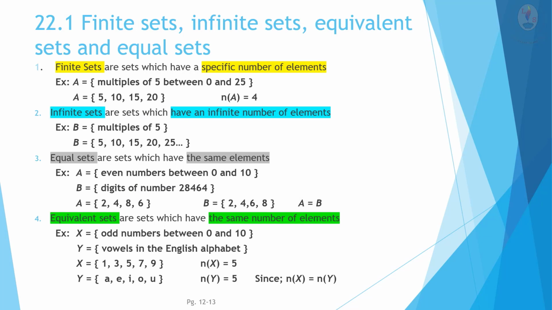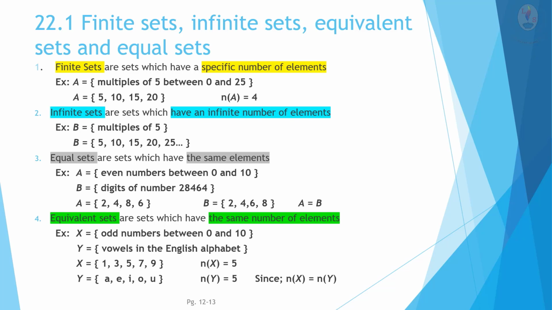22.1 Finite sets, infinite sets, equivalent sets and equal sets. Take the first one, finite sets. What are finite sets? Finite sets are sets which have a specific number of elements. Look at this example. Set A consists of multiples of 5 between 0 and 25. So what are the multiples of 5 in between 0 and 25? 5, 10, 15, 20. Only 4 elements are there. It means it has a finite number of elements.